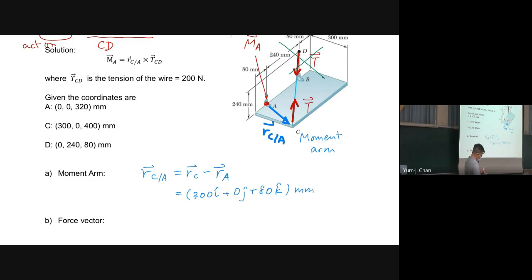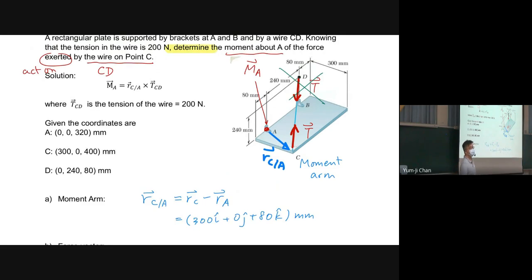Because we are determining M_A, and M_A is equal to R cross F. Now, if you don't know what to write in the quiz, at least you can write this. If I ask you to determine the moment about some point, at least you write this one. I will not give you 0 mark. Okay. So write this down first.